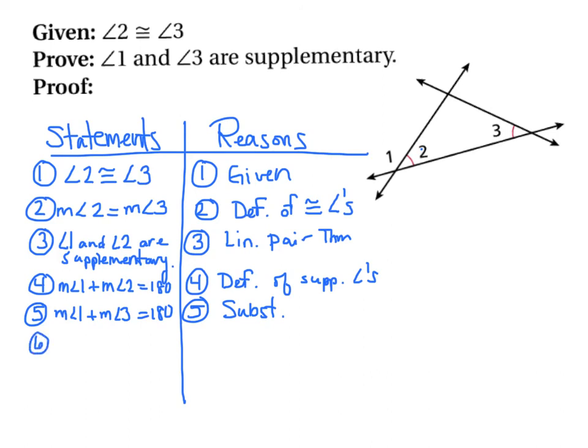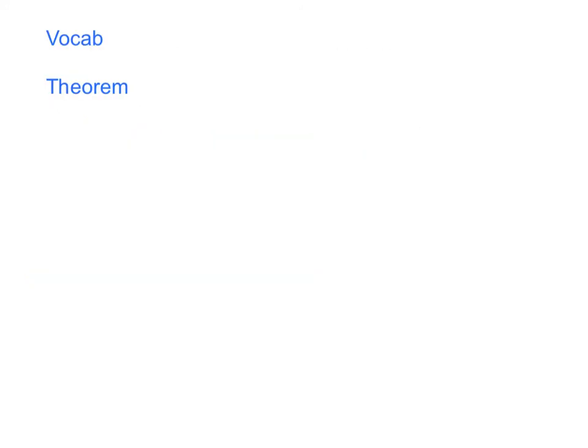So our final step: we just said that they're 180. We're going to work backwards. Look at what we just did. We said something is supplementary, therefore it can be equal to 180. But now we said something is equal to 180, so we can go backwards and say that angle 1 and angle 3 are supplementary. And why? Because by the definition of supplementary angles, angles that add up to 180 are supplementary. The only vocab word we went over in this section is theorem.